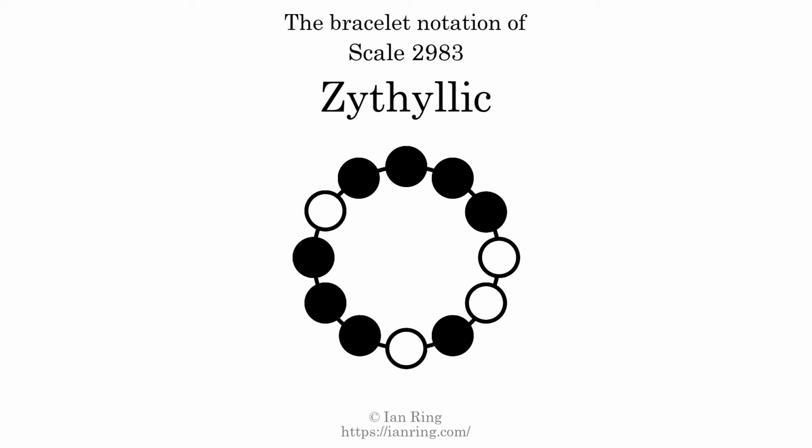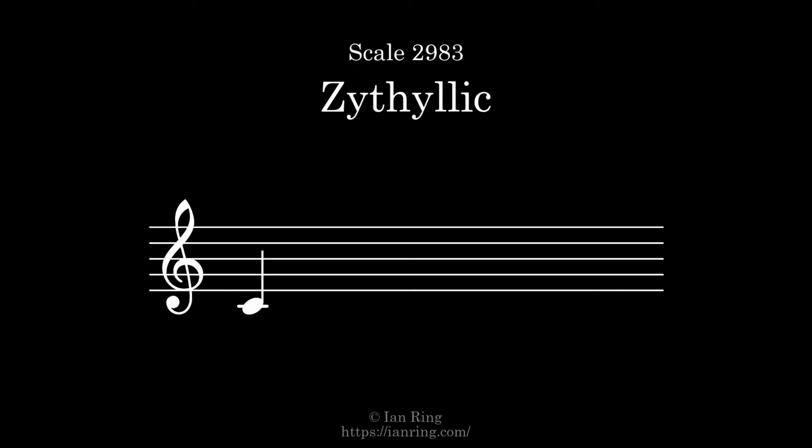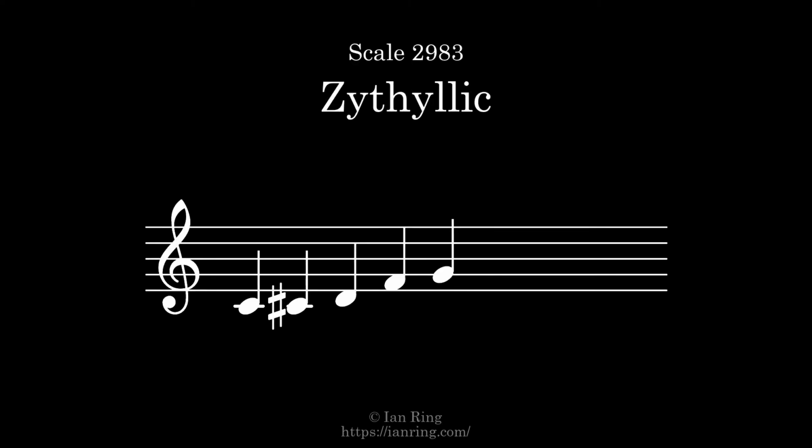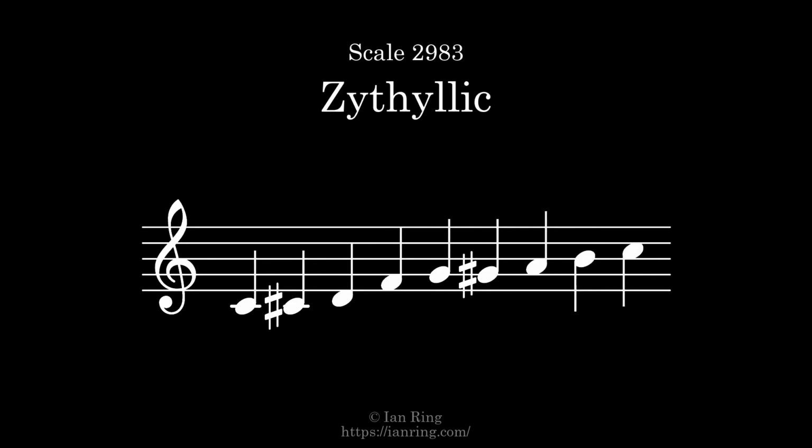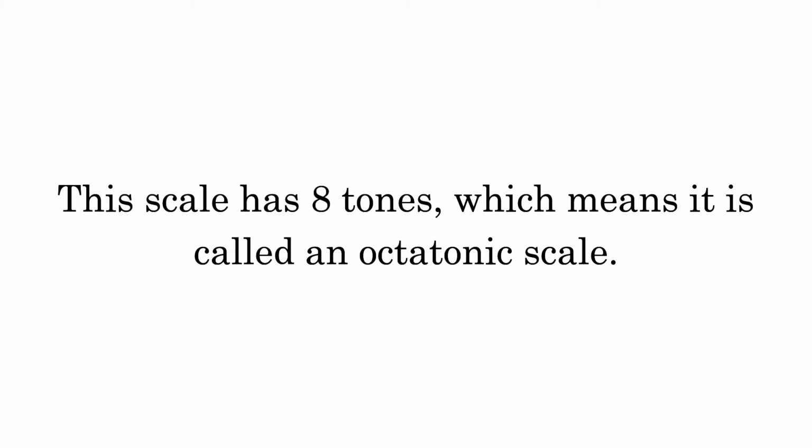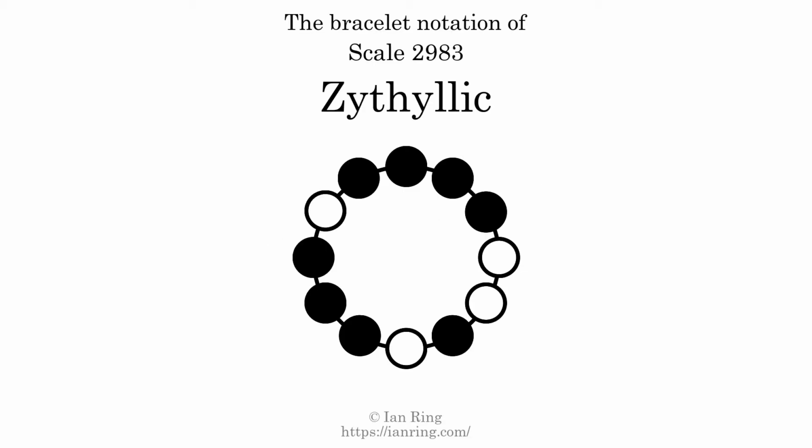2983, Zythyllic, which sounds like this. This scale has 8 tones, which means it is called an octatonic scale. This is a bracelet notation diagram of scale 2983. The shaded circles represent tones that appear in the scale, and they are read clockwise, starting at the top.